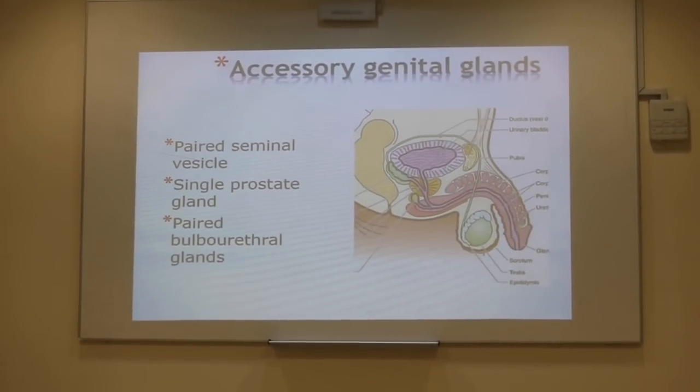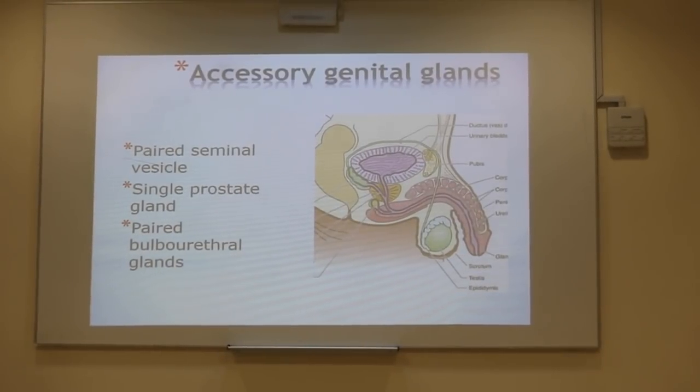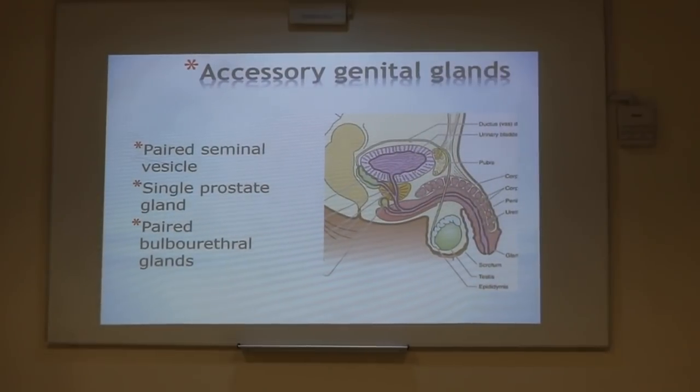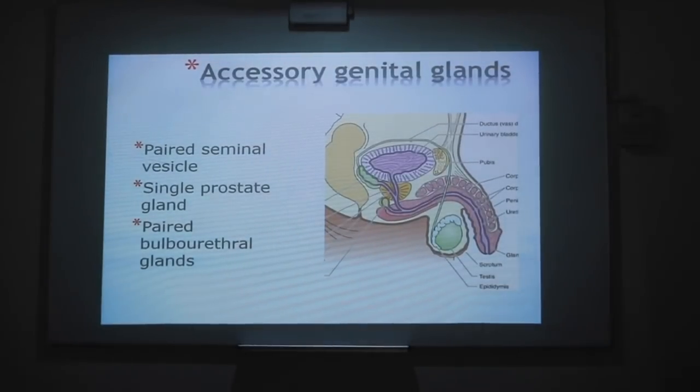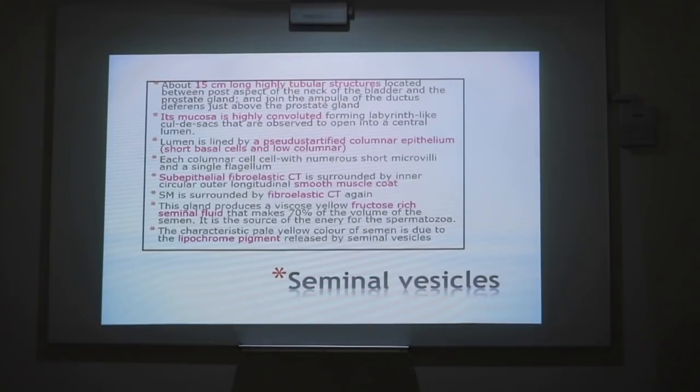Accessory genital glands, which we are going to talk about next, are the seminal vesicles. We are going to talk about the prostate, and then the bulbourethral glands, and finally we are going to talk about the penis. So the seminal vesicles are about 15 centimeter long, highly tubular structures. They are located posterior aspect of the neck of the bladder and the prostate gland, and they join the ampulla of the ductus deferens just above the prostate gland.